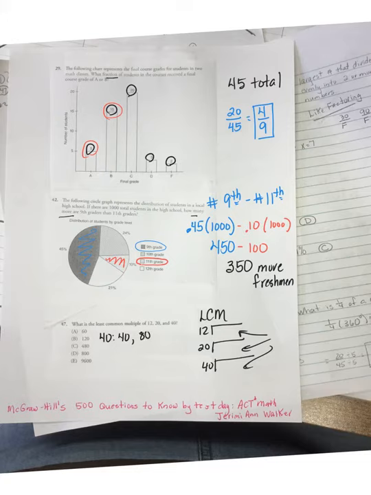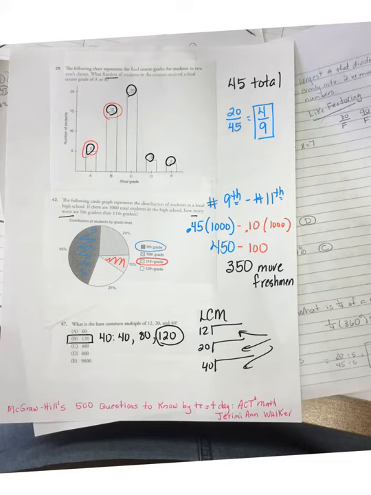Will 12, 20, and 40 all three go into 80 evenly? No. So I take my next one, 120. Will 40, 20, and 12 go into 120 evenly? Yes. That's the smallest one. So I know that B has to be my answer.